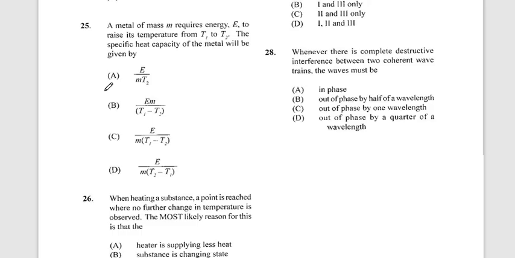A metal of mass m requires energy E to raise its temperature from T1 to T2. The specific heat capacity of the metal will be given by D. And there's a slight difference between D and C, with the final temperature being subtracted by the initial temperature.